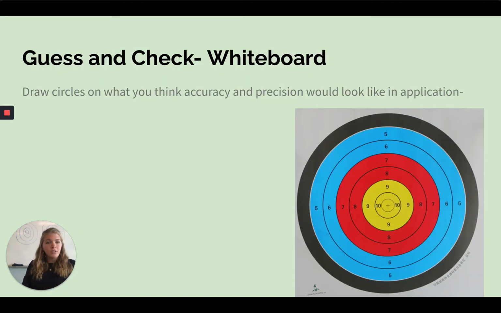On your notes, I want you to draw circles of what you think accuracy and precision might look like in application. So, take a moment to do that. Pretend you're throwing darts at a dartboard. Where on that dartboard are your darts going to land? Where do you want them to go? You, of course, want to get a bullseye, so draw 3 darts of something that might be accurate, and then draw 3 darts of something that would be precise, but not accurate. Take a moment to do that. Go ahead and pause the video, and then when you're done, resume.